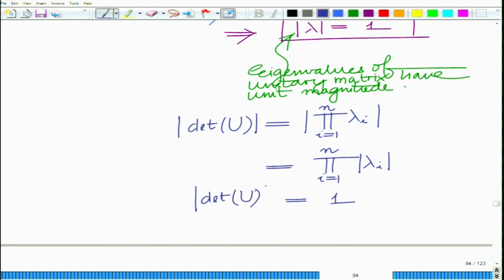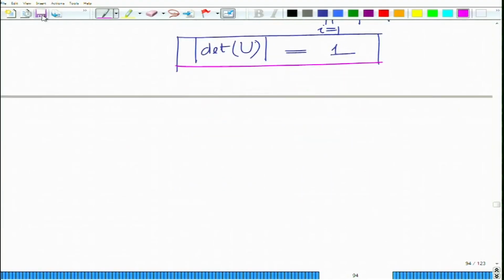This shows an ancillary property: all the eigenvalues of a unitary matrix have magnitude 1, and the magnitude of the determinant of a unitary matrix is 1 as well. Okay. All right. Let us continue our discussion.